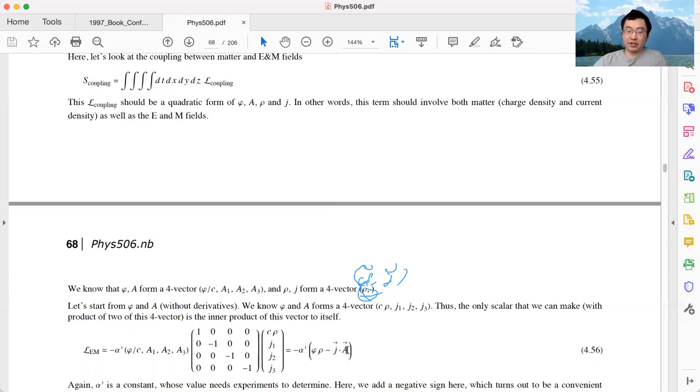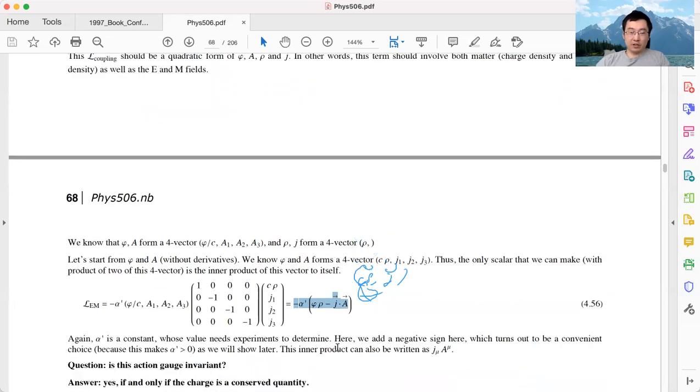If we choose a different gauge, phi becomes phi prime, A becomes A prime. It's not obvious at all that this whole thing stays invariant under gauge transformation. However, it does stay invariant under gauge transformation. We will show that later as we discuss gauge symmetry and charge conservation.